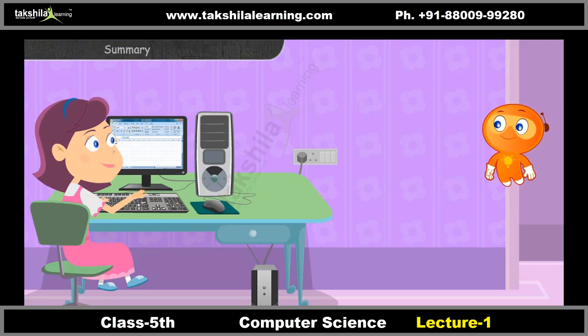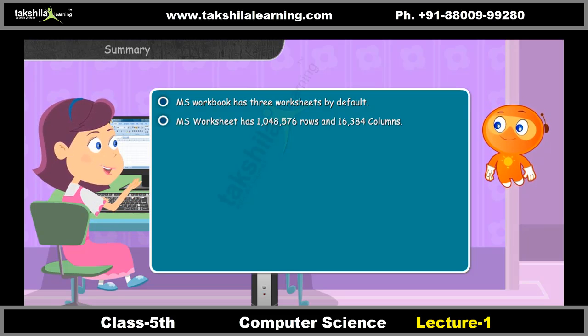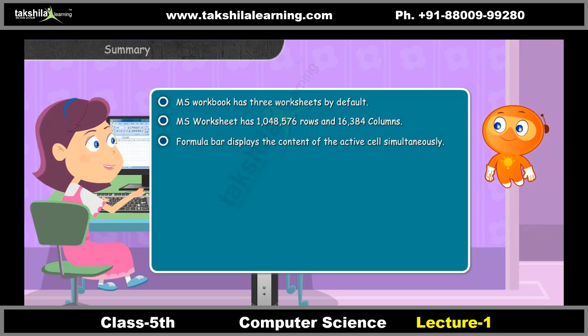Thank you, Jen. Now I understood the components of MS Excel window. I now know that MS Workbook has 3 worksheets by default. MS Worksheet has 1,048,576 rows and 16,384 columns. Formula bar displays the content of the active cell simultaneously.